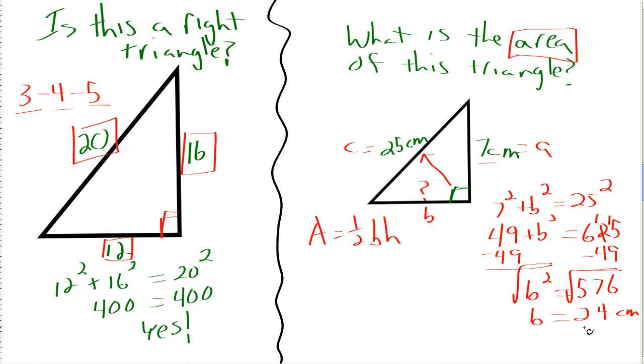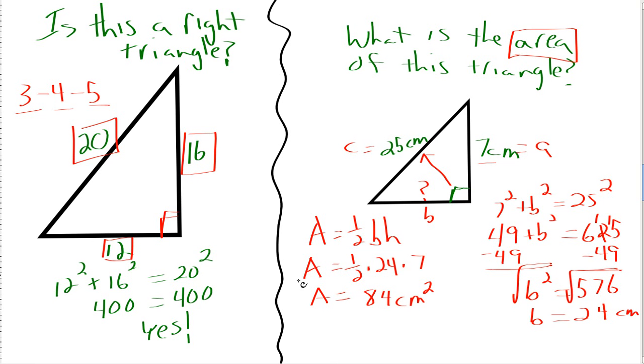Now, if I bring this over to here, remembering that this is the base, back in my area I have half times the base times the height. So half of 24 is 12. And 12 times 7 is 84, I believe. And that would be in square centimeters.